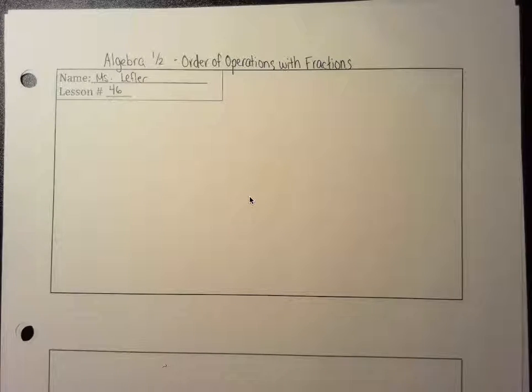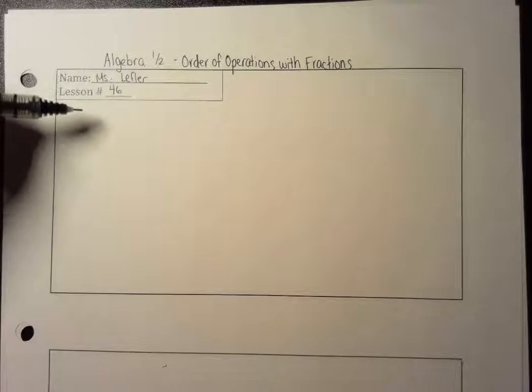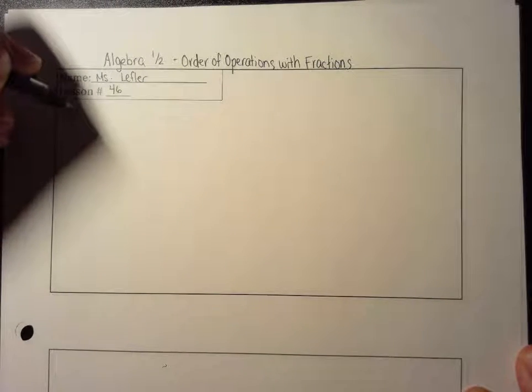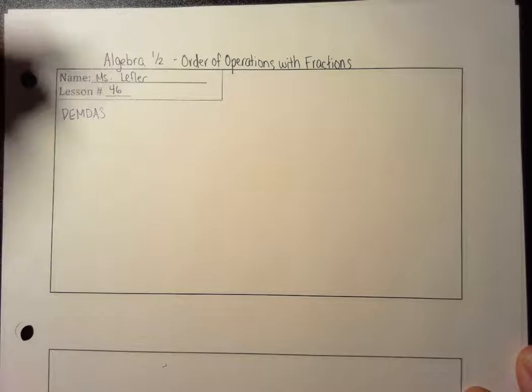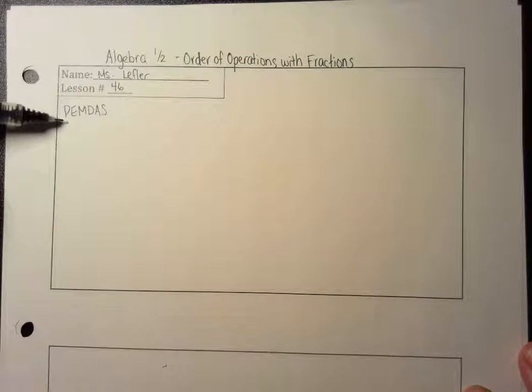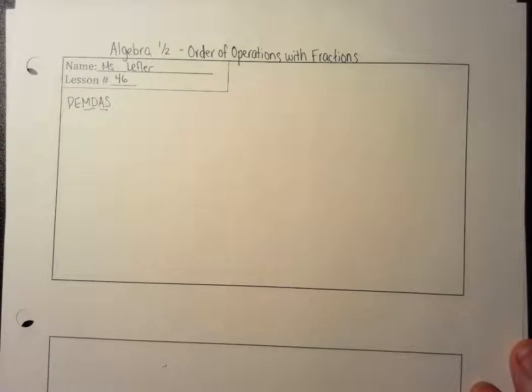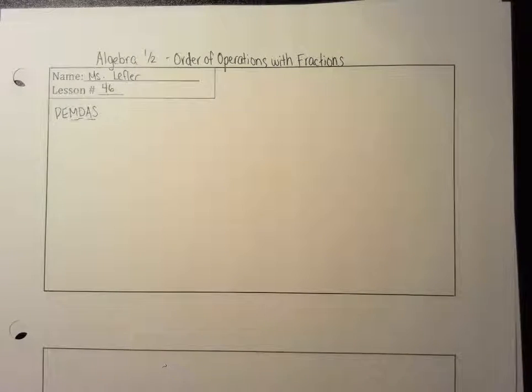Today's lesson is lesson 46, which is pre-algebra order of operations with fractions. We've learned about order of operations before. We've learned about the PEMDAS rule. We know that we do parentheses before we do anything else when we're evaluating an expression, and then we do exponents, and then we do multiplication and division at the same time, and addition and subtraction at the same time from left to right. So basically with fractions, it's about the same thing.